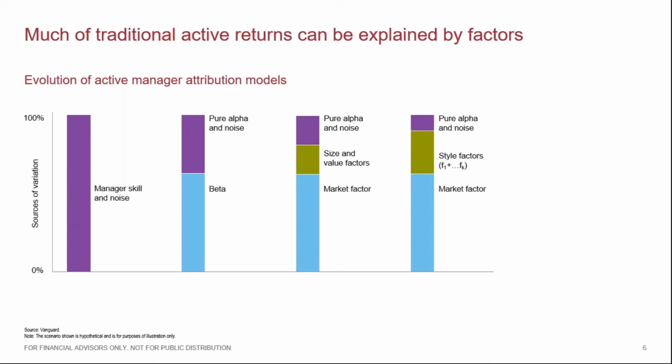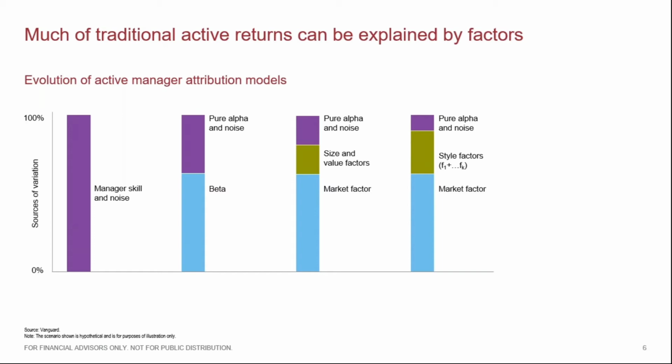And all the way to the left, and you can think of this as being 35, 40 years ago, if an active manager and mutual fund outperformed the market, we gave them 100% of the credit for that. And we just said, you know what, if you beat the market, that's pure manager skill, a little bit of noise, meaning there's some stuff in there we can't really explain, but we'll give you credit for it. So it's manager skill and noise, that's what caused you to outperform the market.